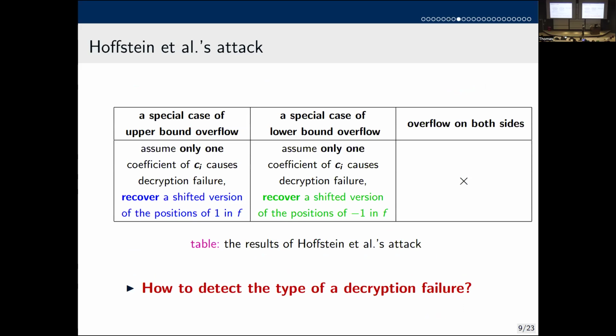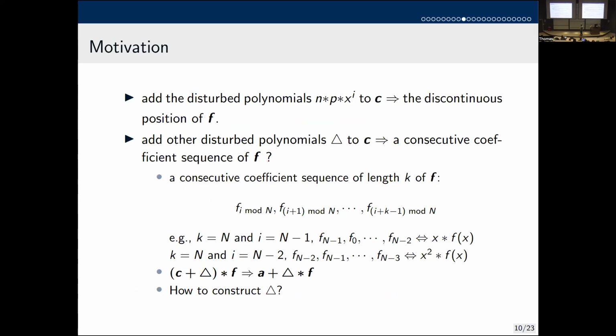In this paper, this is what the assumption is: the assumption is upper bound overflow. And we don't really know if it happens all the time or not. So we would like to develop a generic technique to solve this problem.